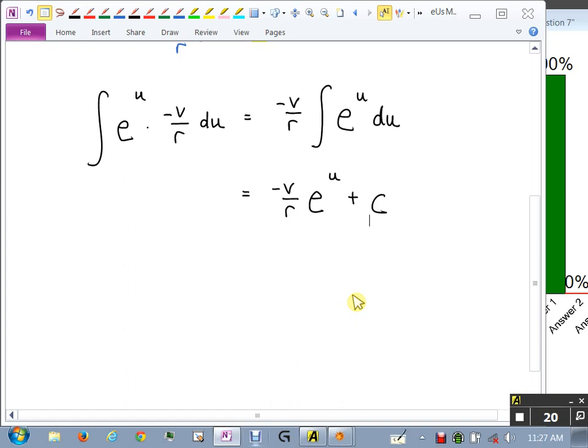It's e to the u. Wait, say again? Yes, that only works if it's linear. Because if you have something like e to the x squared, that wouldn't work. Okay. You could, in this case, do that, but I'm just saying in general you couldn't.